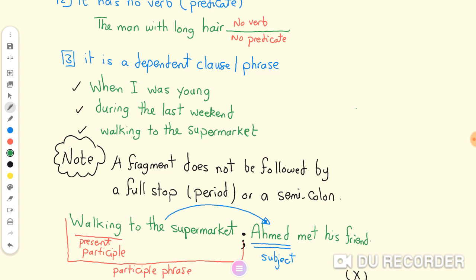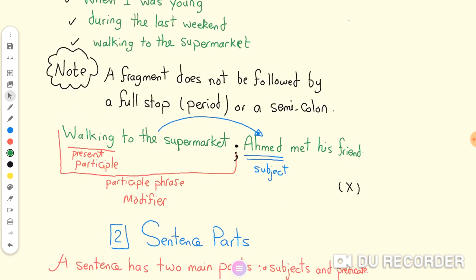Please note that a fragment must not be followed by a full stop, period, or a semicolon. So if you start the sentence with a dependent clause or phrase, we cannot put a full stop or exclamation mark at the end of it. It's followed by a comma. So if I say, "Walking to the supermarket, Ahmed met his friends."